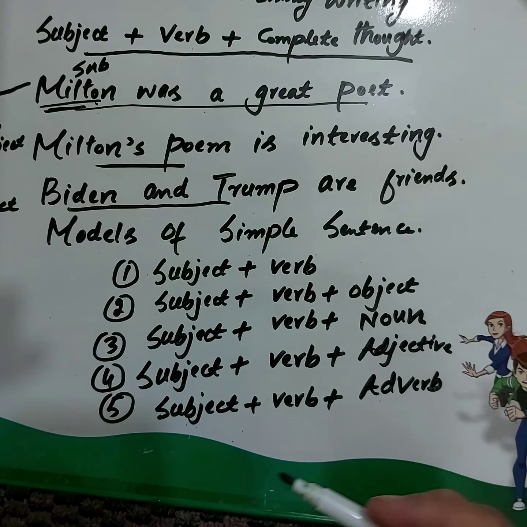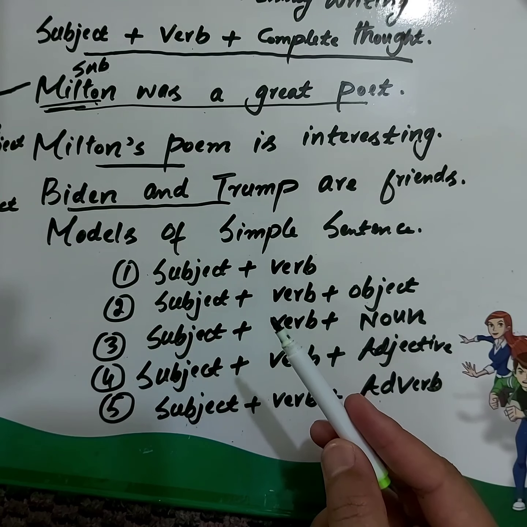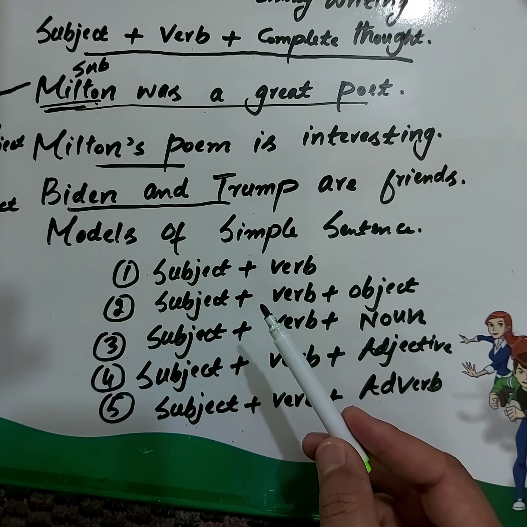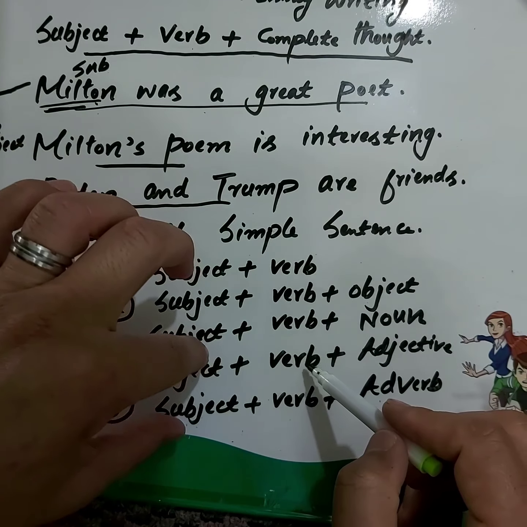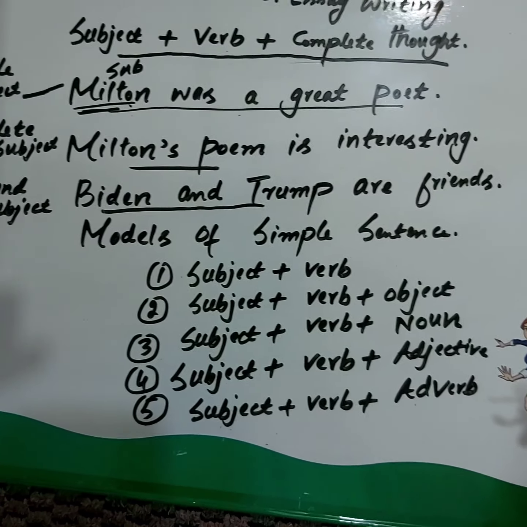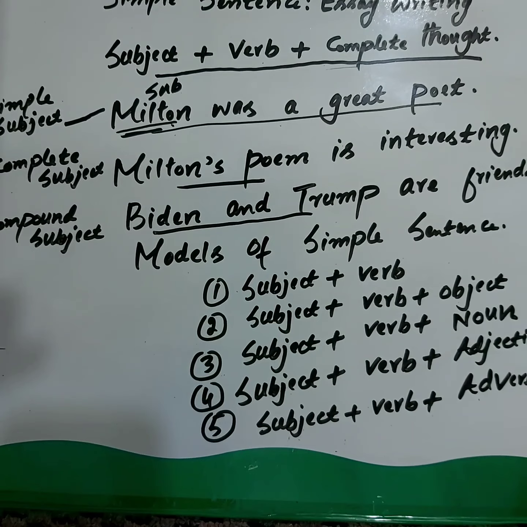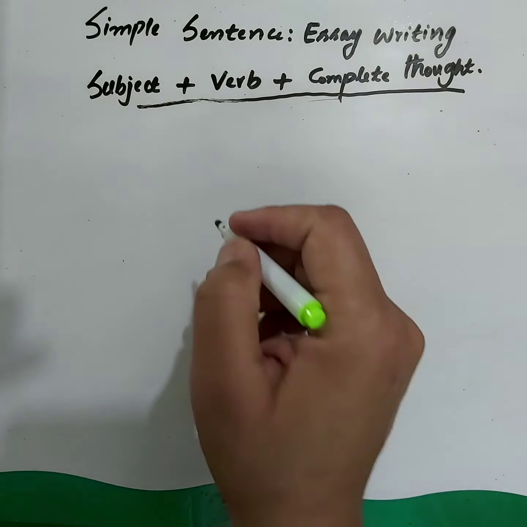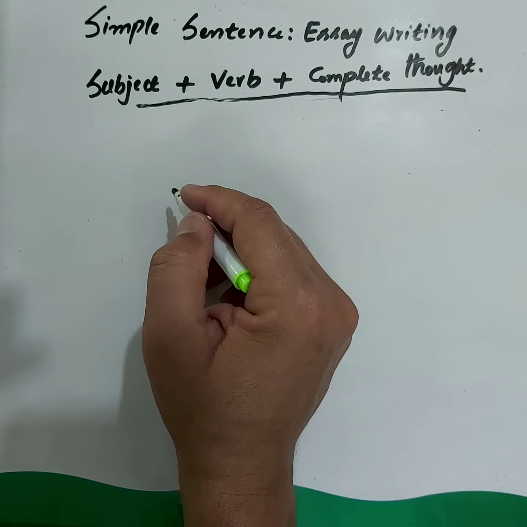Students, why is the simple sentence important? It is important because you can convey your message through simple sentences in a better manner. So you have to understand all the five models of a simple sentence, the formula of a simple sentence, and subjects in a simple sentence. Students, for your better understanding, again I'm going to define subject.